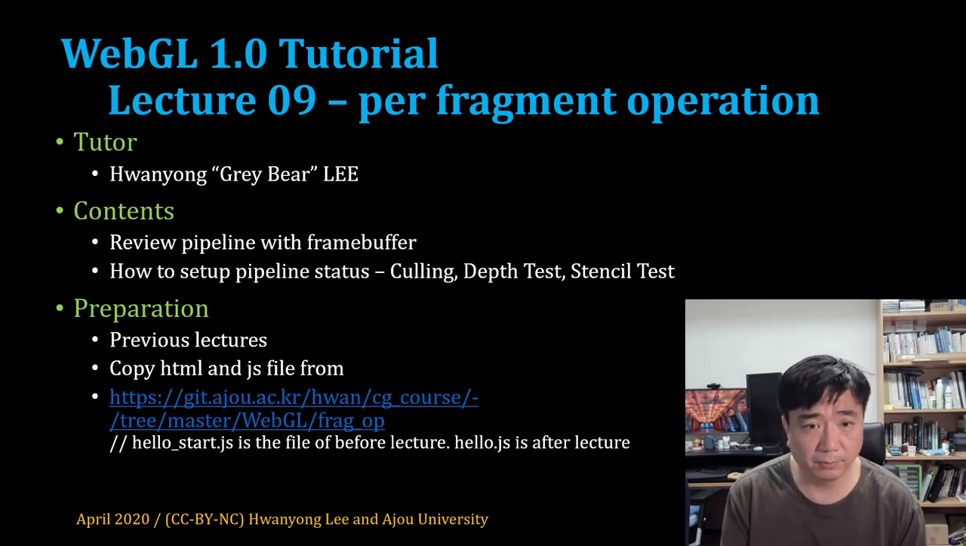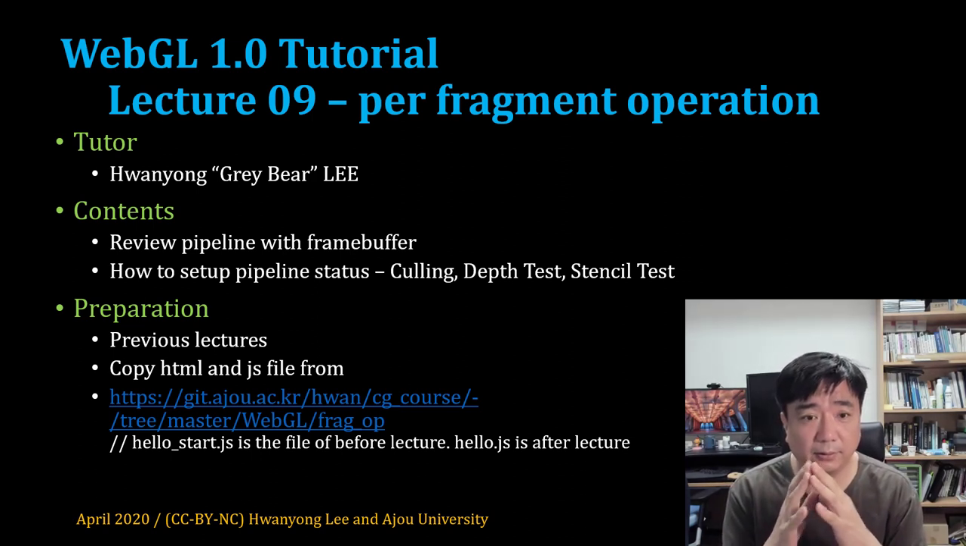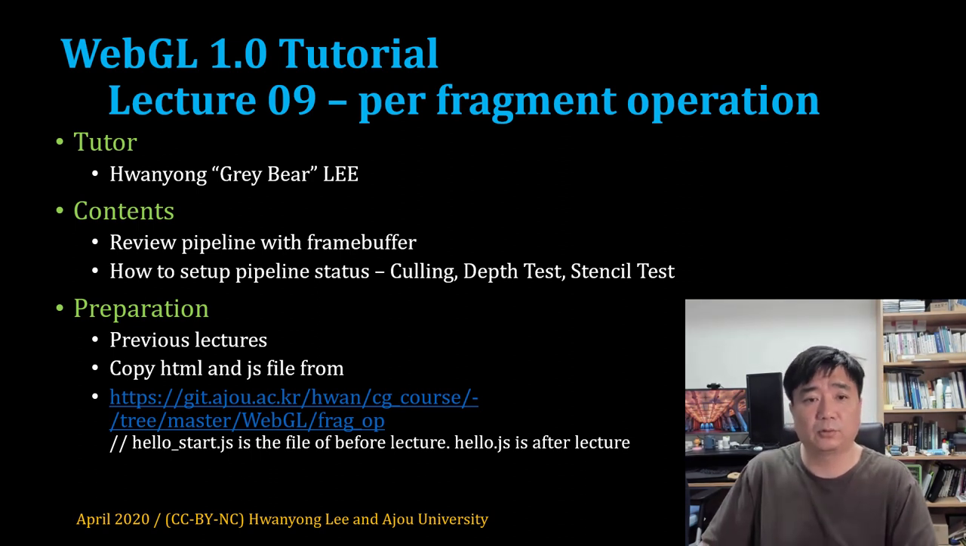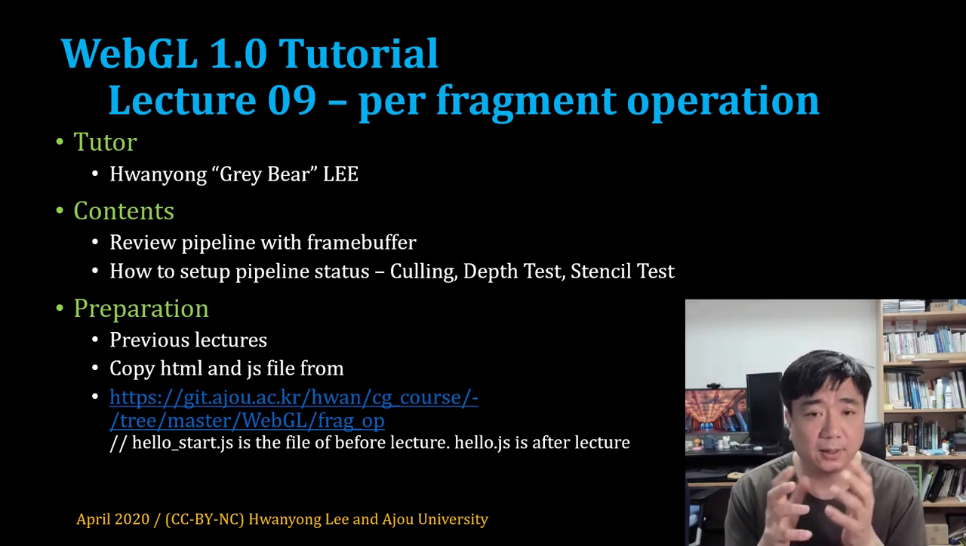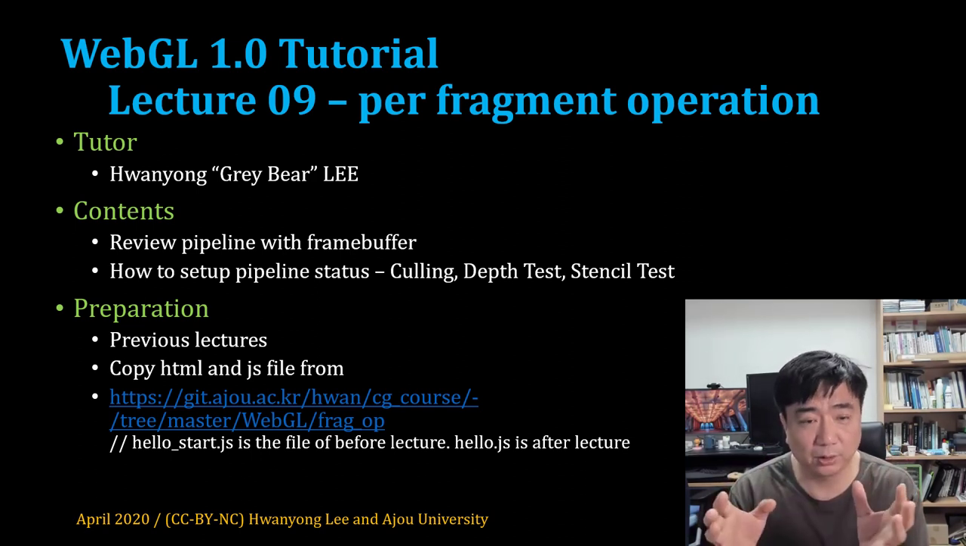It is a very essential part of the graphics pipeline, and also it is very important to control the quality of rendering. Okay. So I will have some programming practice. The source code is located in my Git folder, so you can download it from the frag operation in WebGL tutorial folder. Then the hello.start.js file is the original current status of the file, and I will change the hello.js file, and the final version of hello.js will be stored after this lecture.